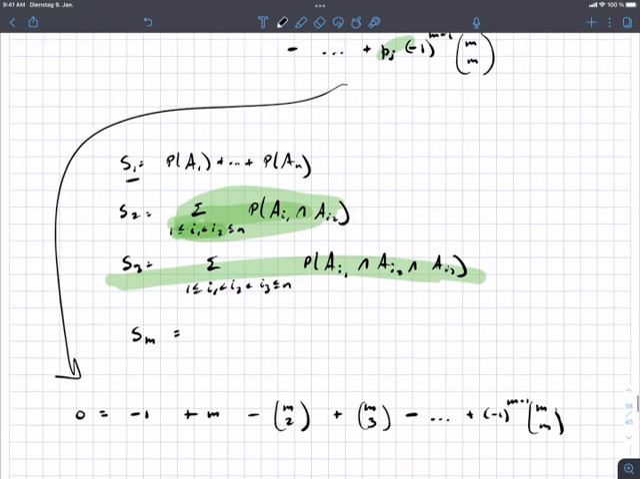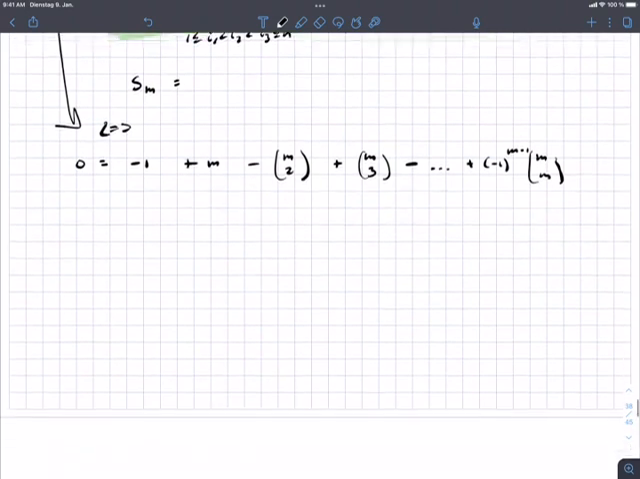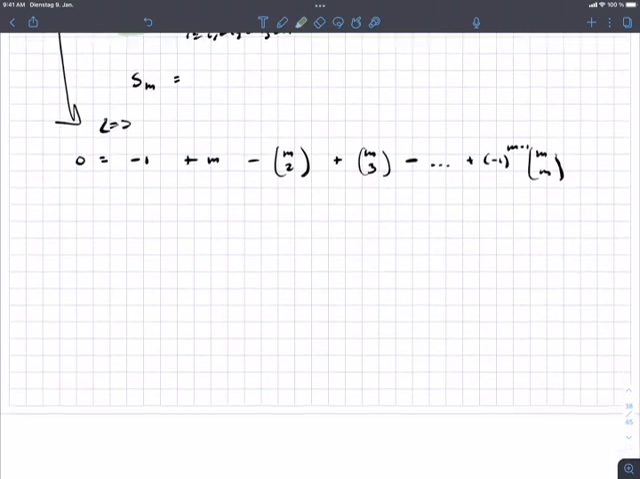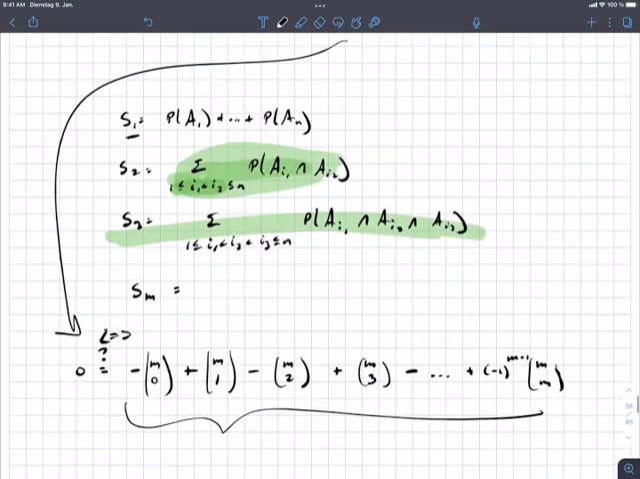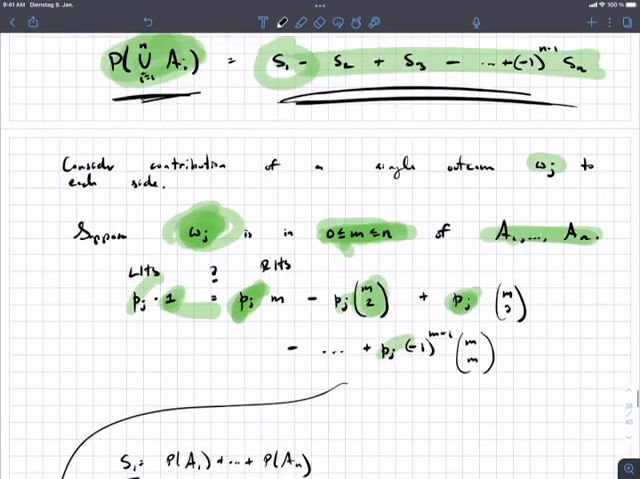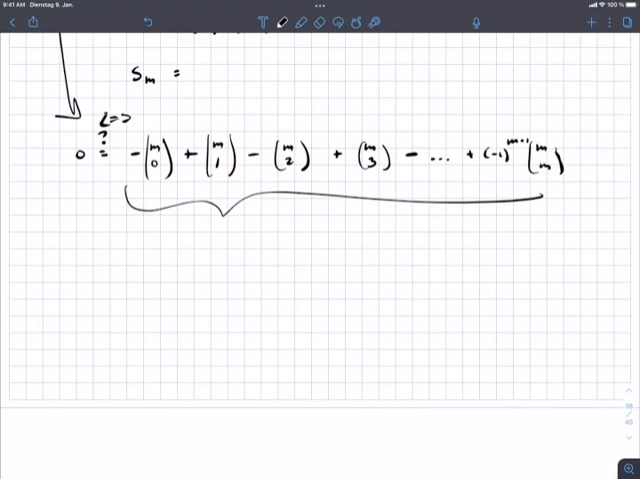So if that equation up there is true, it's equivalent to this equation down here. Let me write this as minus m choose 0, and let me write this as m choose 1. So we're asking again, is this true? Let's look at this side.